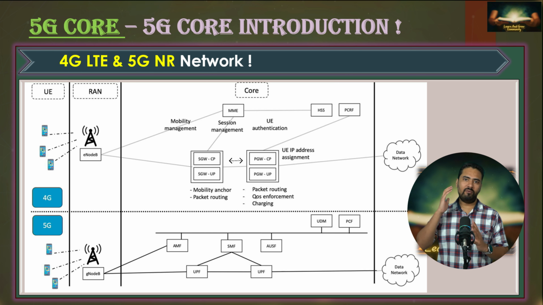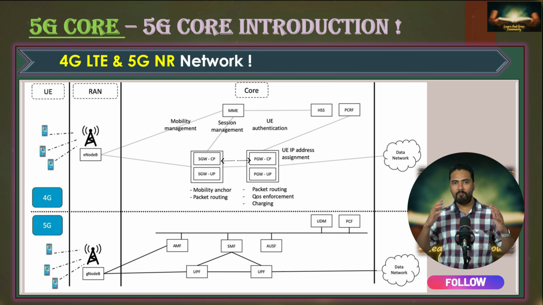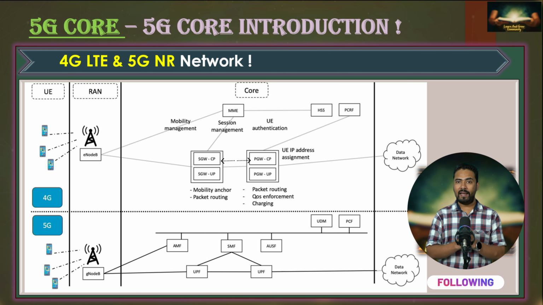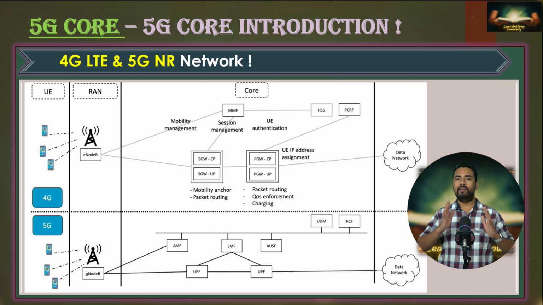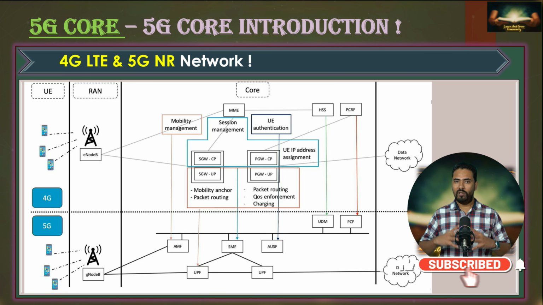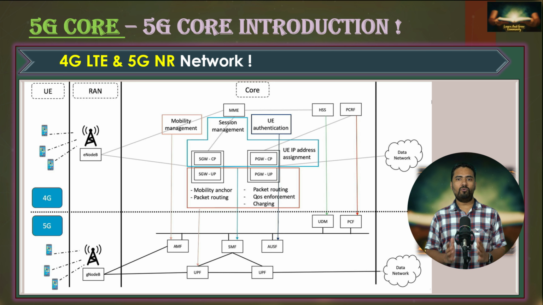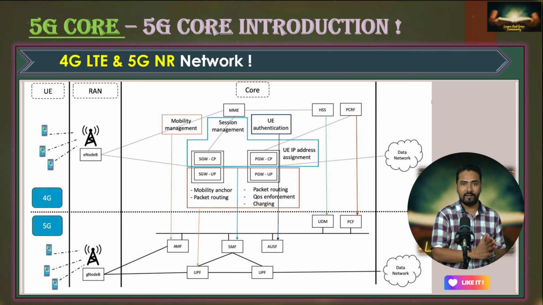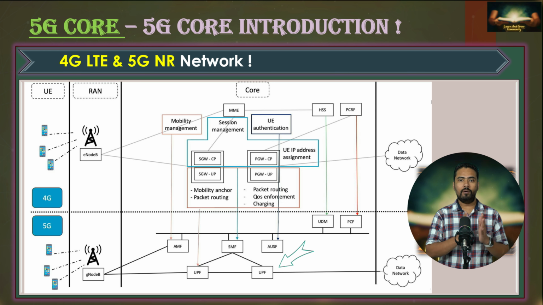In 4G, the serving gateway and packet gateway combinedly handle different tasks like assigning IP address to the UE, charging the UE, enforcing quality of service, etc. And they provide a mobility anchor, packet routing, etc. In 5G, these control plane functions and user plane functions are now separated. So the user plane functions from the serving gateway and the packet gateway are now combined into one single entity. And this is called the user plane function, or UPF, in 5G.